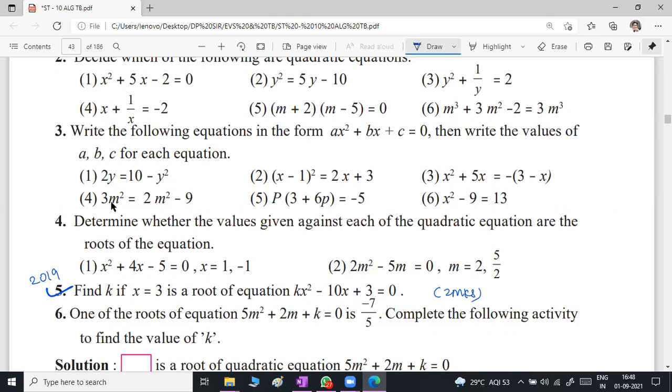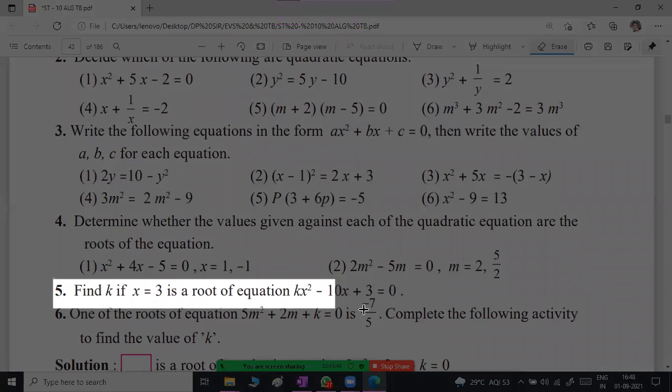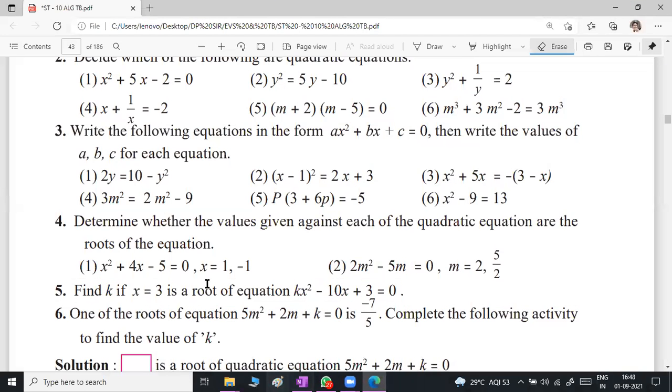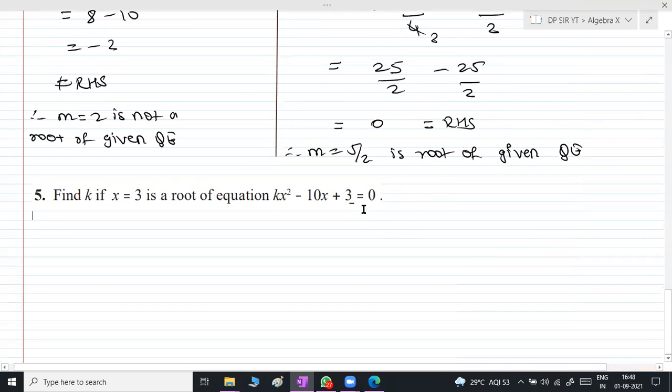So it's an easy question. Only thing is you just concentrate and do let me know in the comment section whether it was easy or not. Okay? If such questions are going to come in the board exam, I have full guarantee that my students are definitely going to score 100 on 100. So let us copy the question, paste this to the OneNote and start solving. Find k if x is equal to 3 is a root of the given equation.